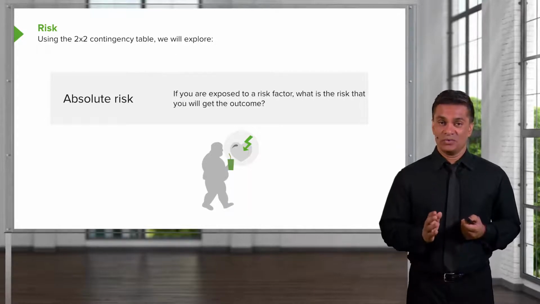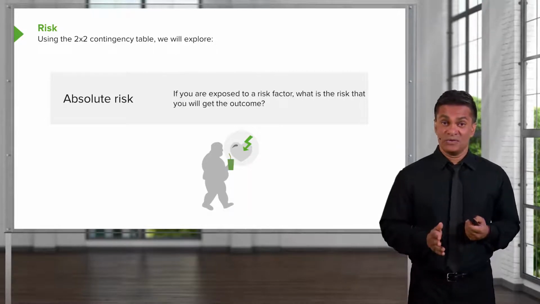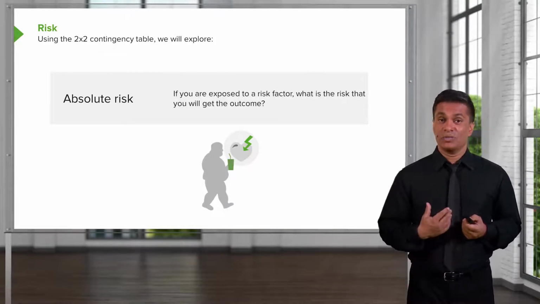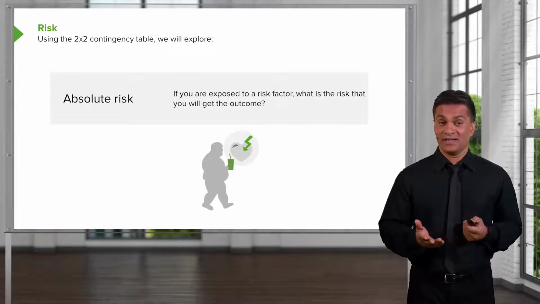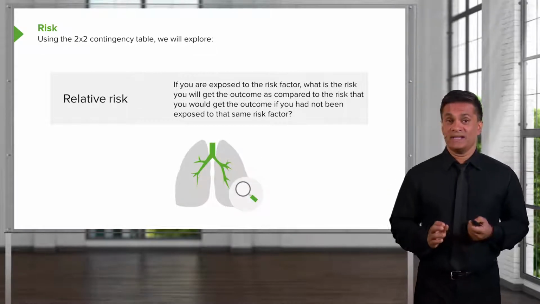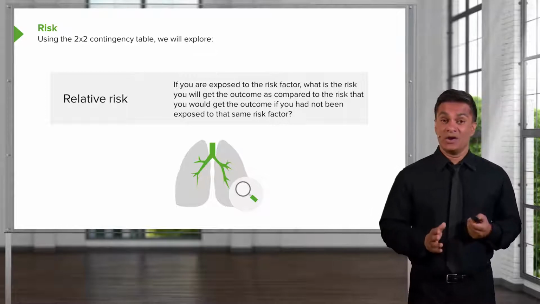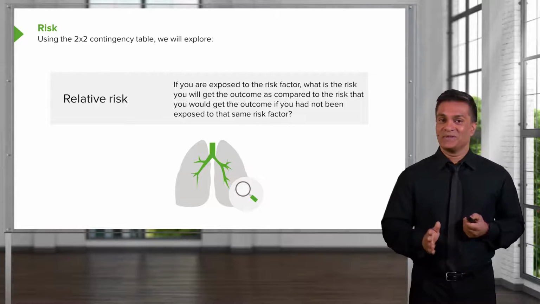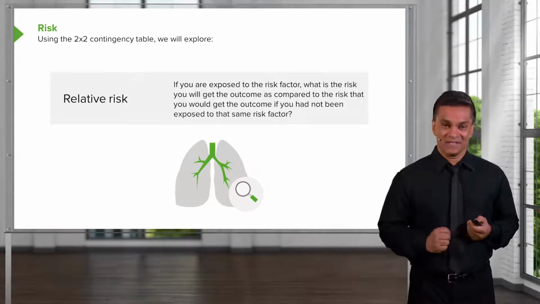So the absolute risk is, if you're exposed to a factor, what's the risk that you'll get that outcome? If I'm a smoker, what's the risk that I will get lung cancer? That's the absolute risk. The relative risk, on the other hand, is when I compare the absolute risk of getting the outcome if I'm a smoker to the absolute risk of getting the outcome if I'm not a smoker.